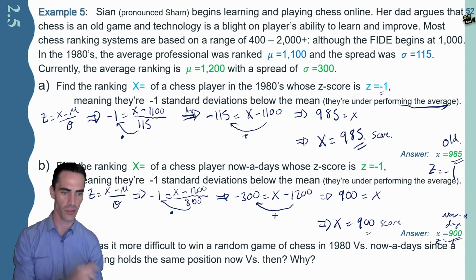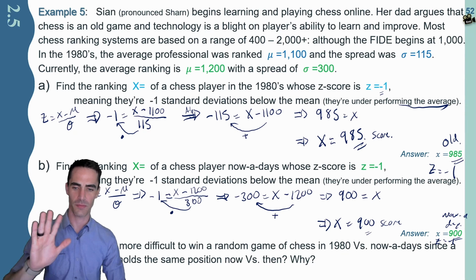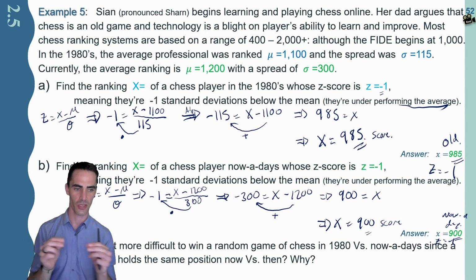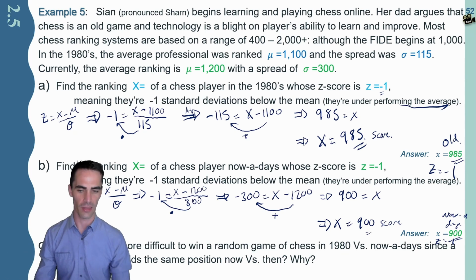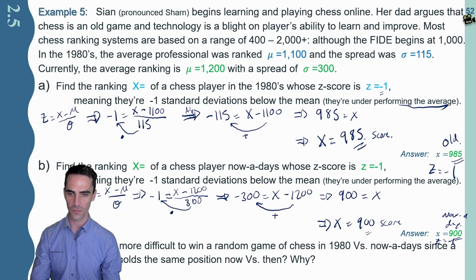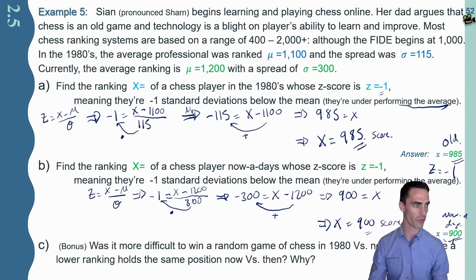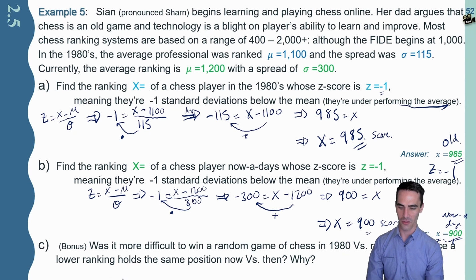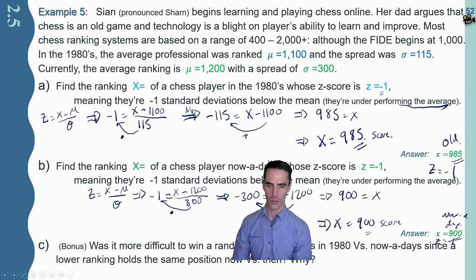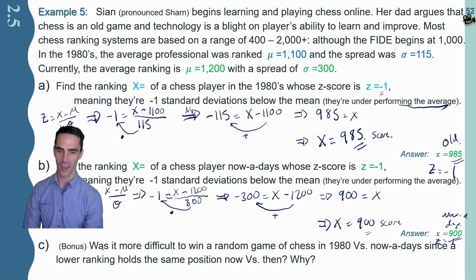So then here's the application, here's what we can ask, and one of the best parts about statistics is there are many different ways to answer a question, so long as you can justify why you think what you think. Just like our early example. There we go. And we can read most of the question. It goes like this. It says, what is more difficult? Was it more difficult to win a random game of chess in the 1980s versus nowadays? Since a lower ranking holds the same position now versus then, meaning that again, this 900 is a lower position to this 980 ranking wise.